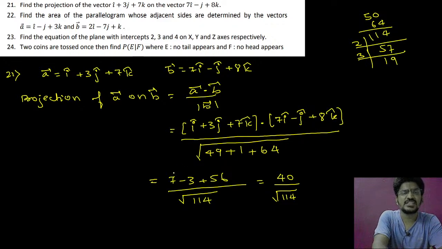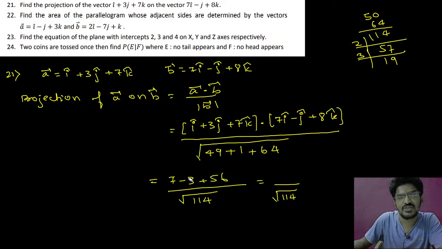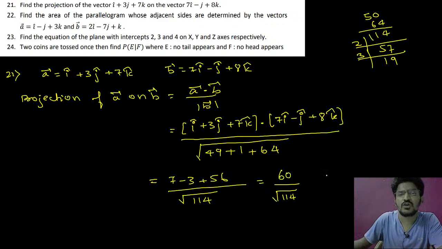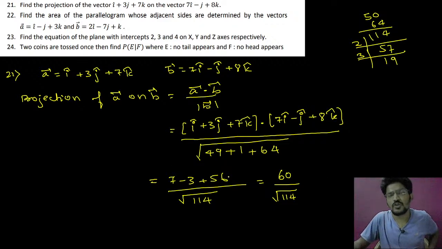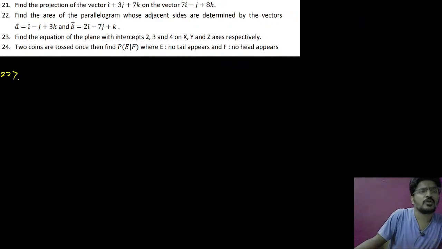Clear? 56 plus 7 is how much? Here you can just see 7 minus 3 is 4, 4 plus 56 is 60. Okay, sorry, here you are going to get 60. So when we get overconfident, we do like this, no problem. 7 minus 3 is 4, 4 plus 56 is 60. Clear? So 60 by root of 114. Clear? No problem. So now we can go for problem number 22.